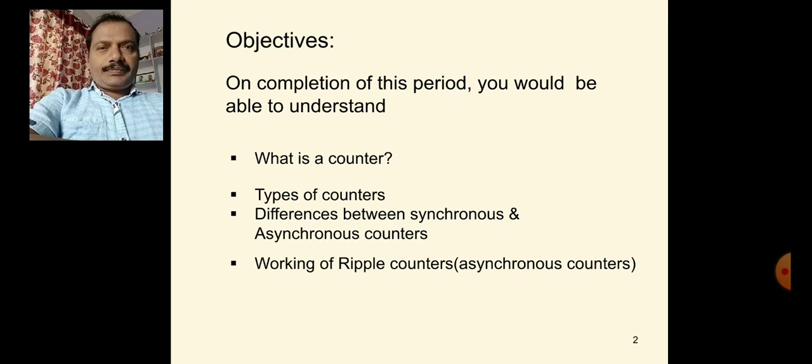Before starting this, we have to discuss some of the topics that are left. That is the PIPO left shift register and universal shift register, and the comparison of combinational and sequential logic circuits that we have to complete, and the applications of the registers also. Those topics will be covered within a few minutes, and we will continue with our main objective of this lesson.